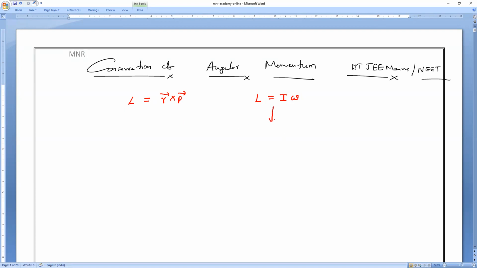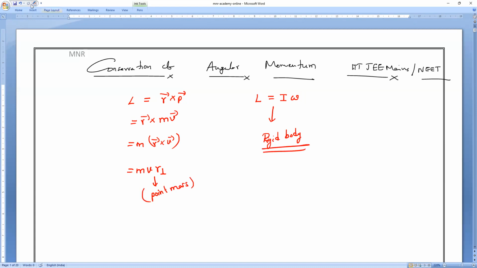This is the formula which we have studied yesterday also. This is the formula which is applicable for rigid bodies. And for this one, let us make it now. r cross linear momentum, the formula is m cross v. I will take m outside. So r cross v, so M into V into r perpendicular. So this is the formula. It is only applicable for what mass? Actually, it's a point mass. And this is for the whole rigid body.